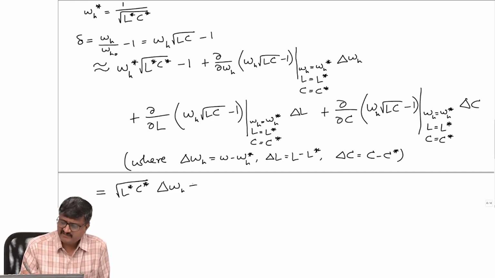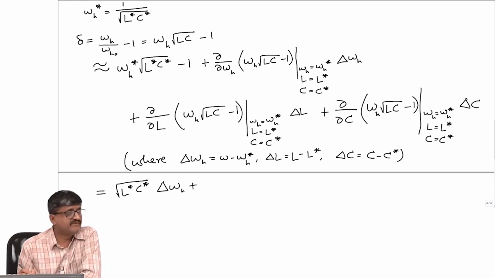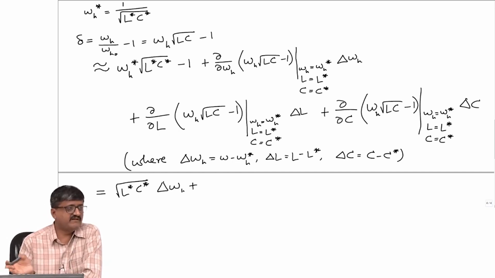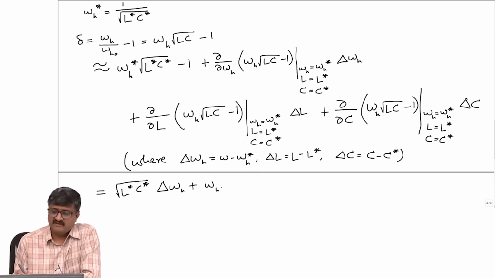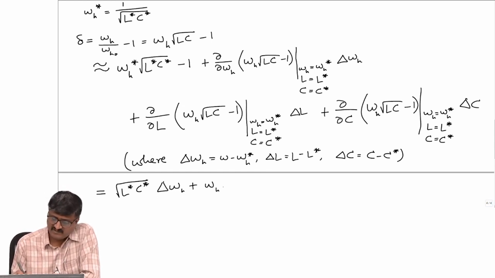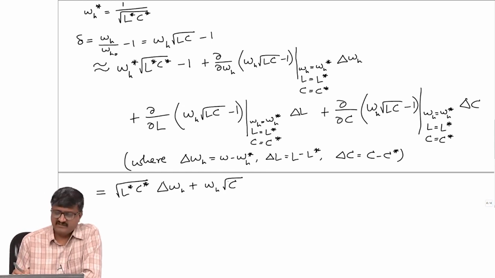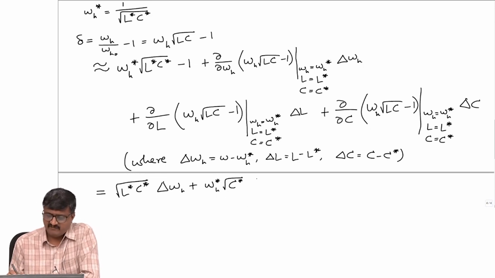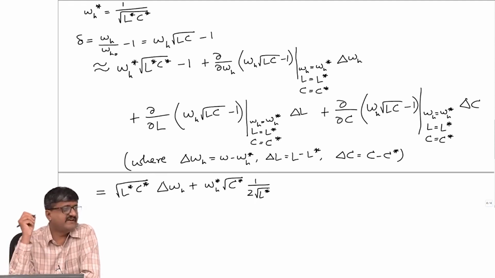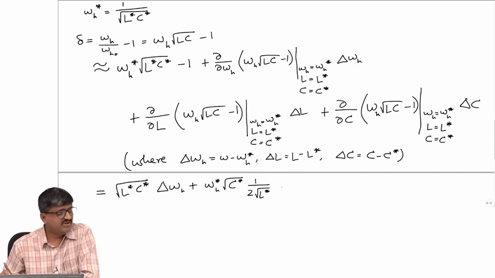Then the partial derivative with respect to L. So, when I take partial derivative with respect to L, the other quantities are assumed to be constants. So, the other quantities are omega H and root C, and we are just taking the partial derivative and evaluating that partial derivative at omega H equal to omega H star and C equal to C star. Then the partial derivative of square root of L is 1 by 2 root L, that is evaluated at L star into L minus L star, delta L.